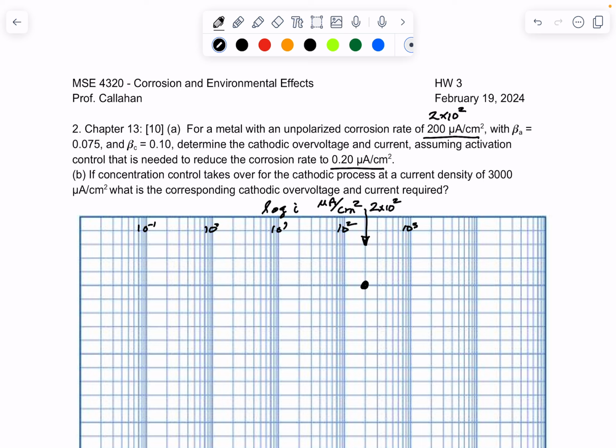Now, I don't know where to put that dot relative to the left axis, which is our potential axis, because the problem statement doesn't give us anything about potential except for the slopes of the lines by the Tafel constants. So I'm going to label this axis relative potential because I don't know the absolute potential. And so relatively speaking, I'll make this quote-unquote 0. It's not actually 0 volts, but it will help me know how much polarization I need in order to protect the part.